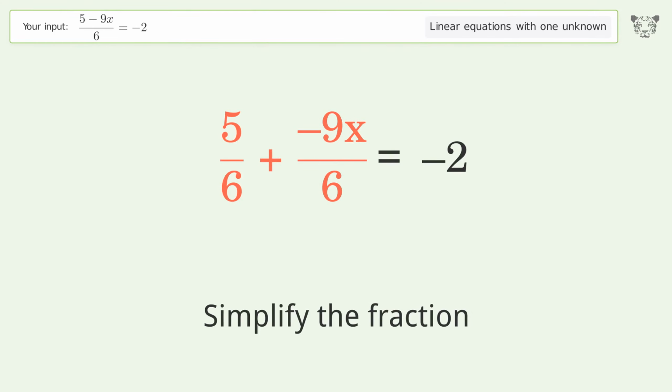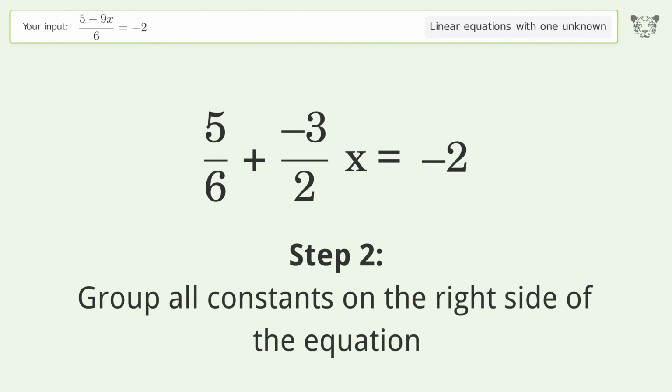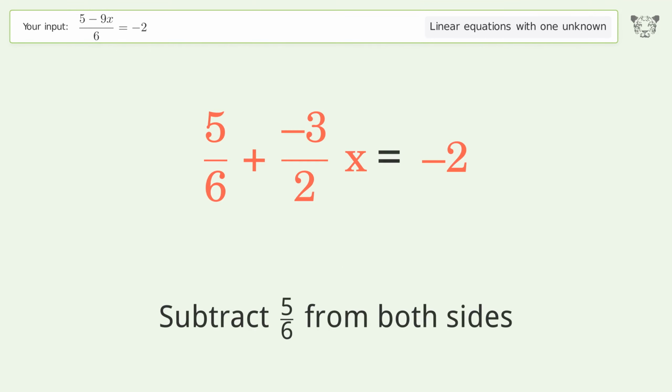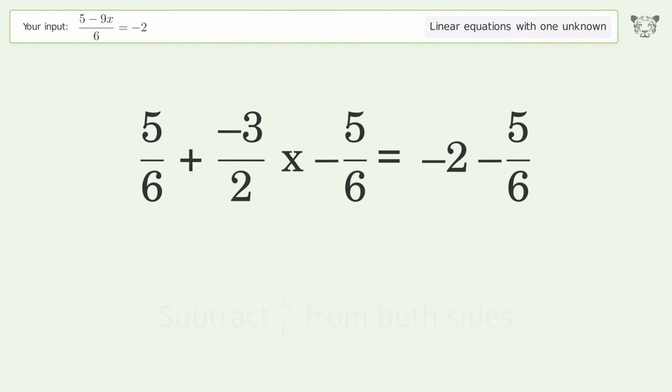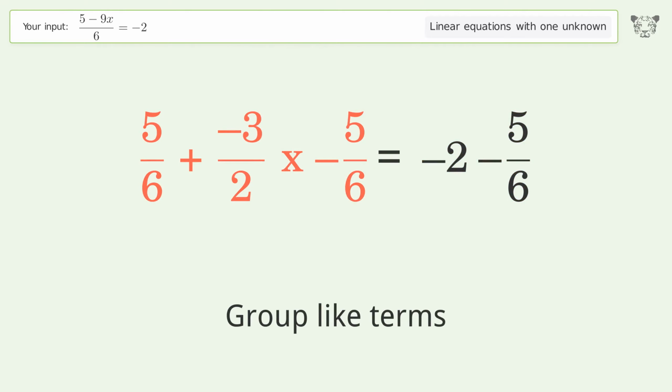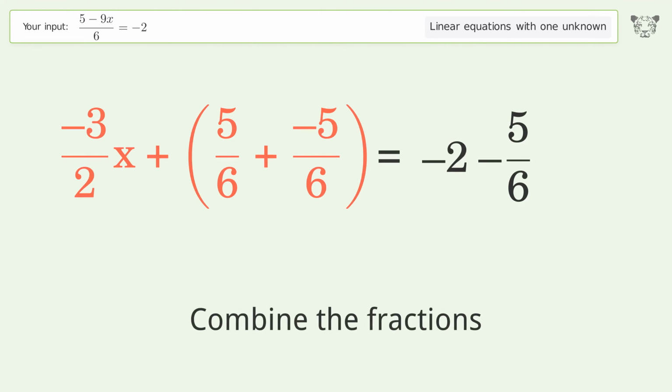Simplify the fraction. Group all constants on the right side of the equation. Subtract 5/6 from both sides. Group like terms. Combine the fractions.